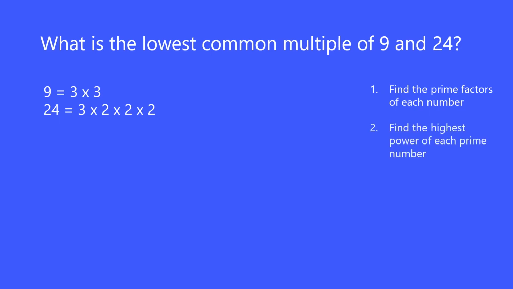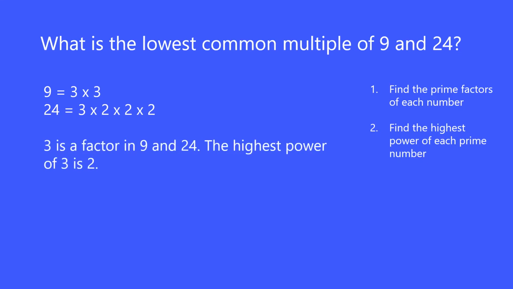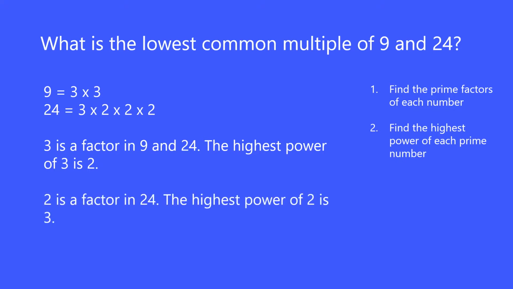Second, we find the highest power of each prime number. First, the factor 3. 3 appeared in 9 and 24, but it appeared twice in 9, so the highest power of 3 is 2. The factor 2 appears 3 times in 24 and 0 times in 9, so the highest power of 2 is 3.